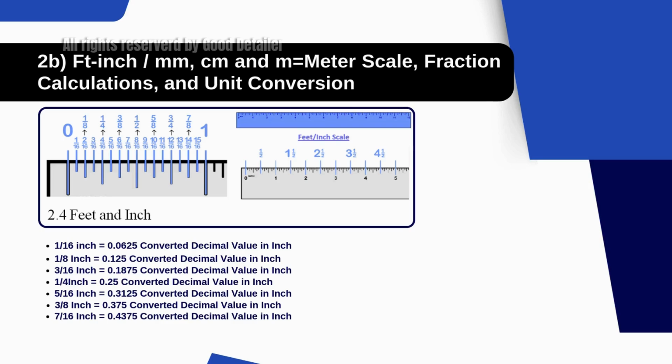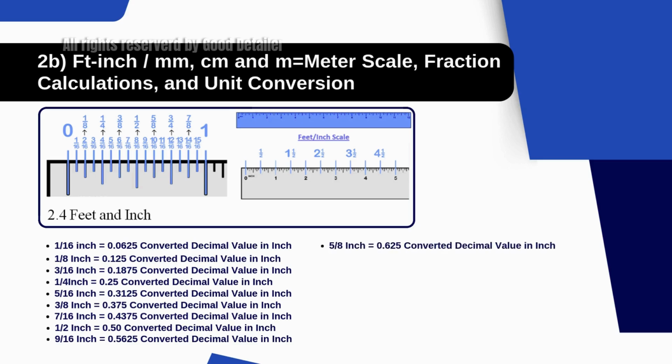7/16 inch equals 0.4375, converted decimal value in inch. 1/2 inch equals 0.50, converted decimal value in inch. 9/16 inch equals 0.5625, converted decimal value in inch. 5/8 inch equals 0.625, converted decimal value in inch. 11/16 inch equals 0.6875, converted decimal value in inch.